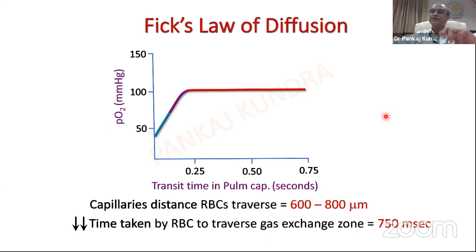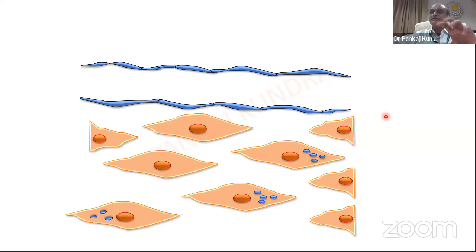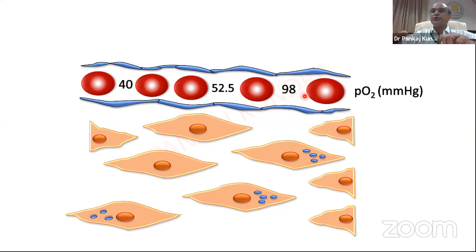So just remember this. Now the same thing when we apply to the tissue levels. Let's go to the tissue. So these are the RBCs which are going. This is the PO2 which is going. You see, as the RBCs go across, the PO2 falls. And you see the tissues. This is the intracellular PO2 at a cell which is far away from the RBCs or the capillaries. But a cell which is nearer to the capillaries, you will find the PO2 is higher.